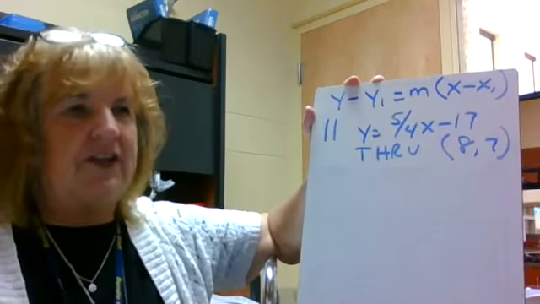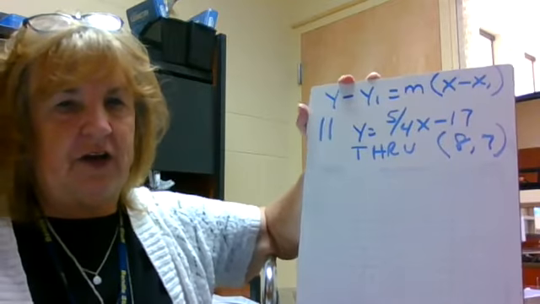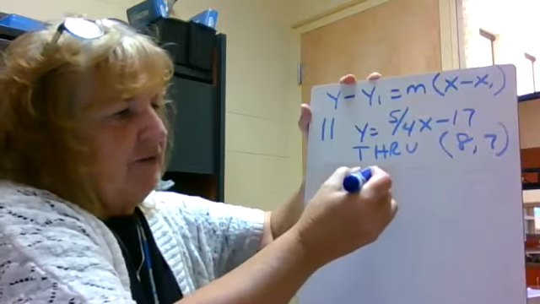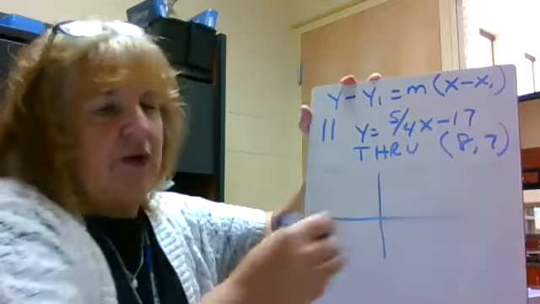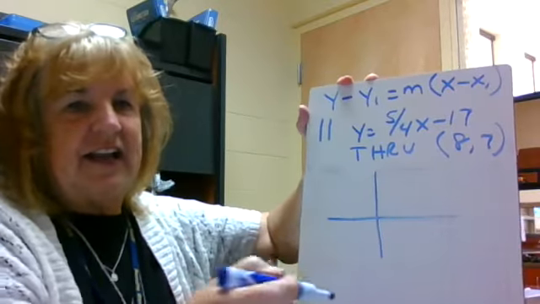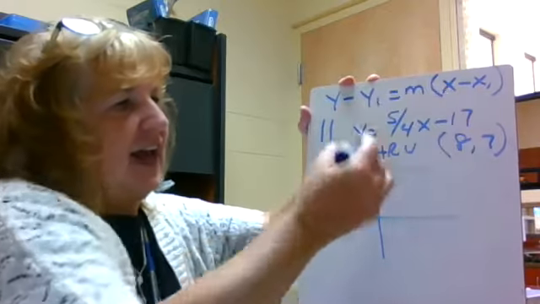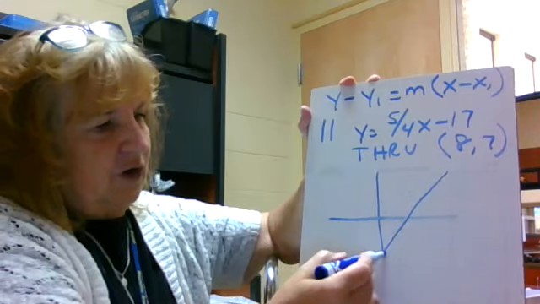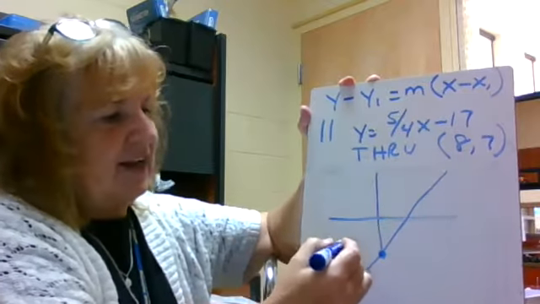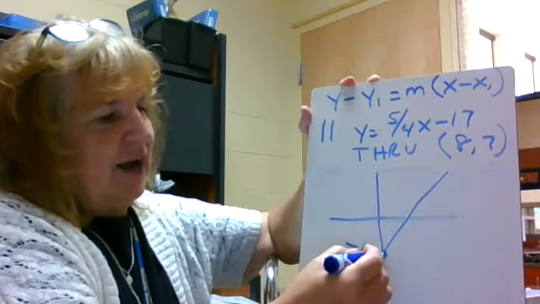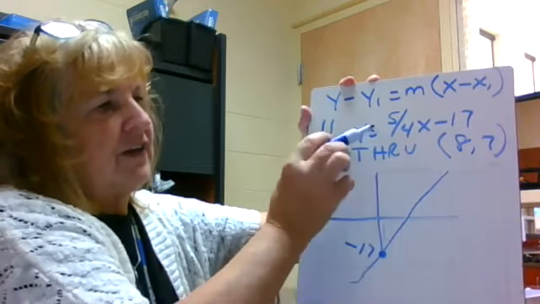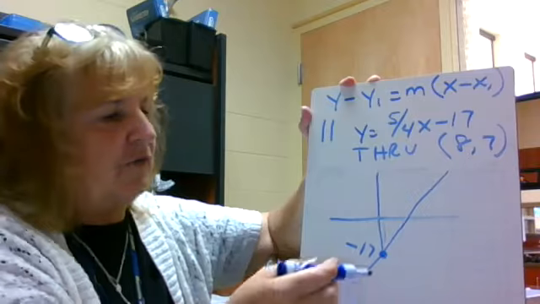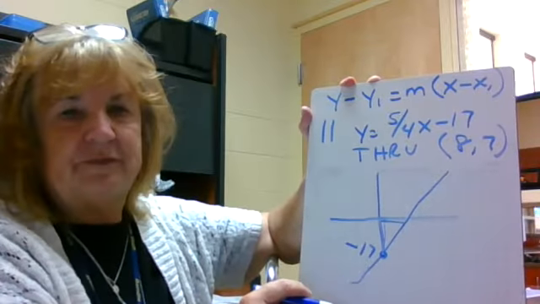So before we do it, let's just visualize what we're talking about here. This number is pretty big, so I'm not going to try to graph it, but if I were to roughly design it, let's say that this line looks like this. It crosses down here, the y-intercept is -17, and it went up 5 and over 4, because that's the slope. Vertical movement of 5, horizontal movement of 4. So it goes up like that.